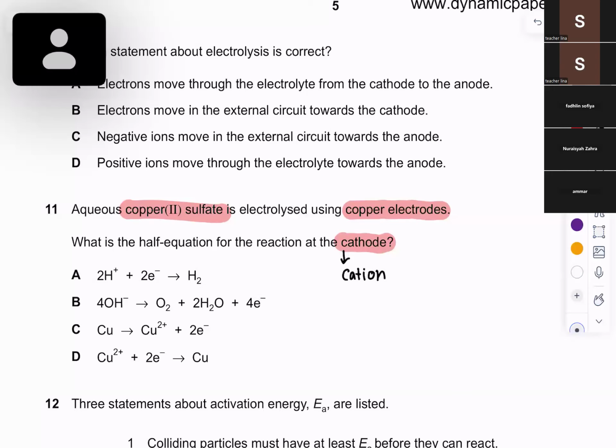So in electrolysis, I always teach students: C and C, A and A. The cathode will attract the cation, not the anion. So A and A, C and C. Can the cathode attract anion? No. Cathode always cation. So here you see the ions, and then you want to look at your ions.